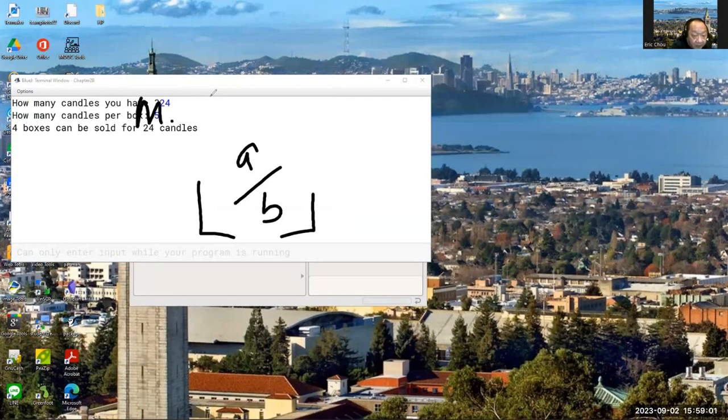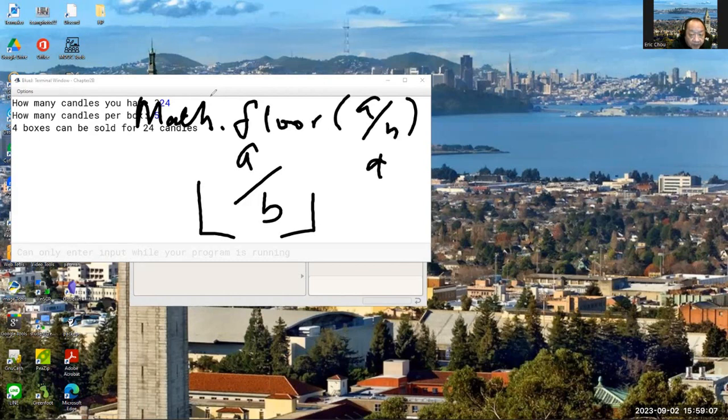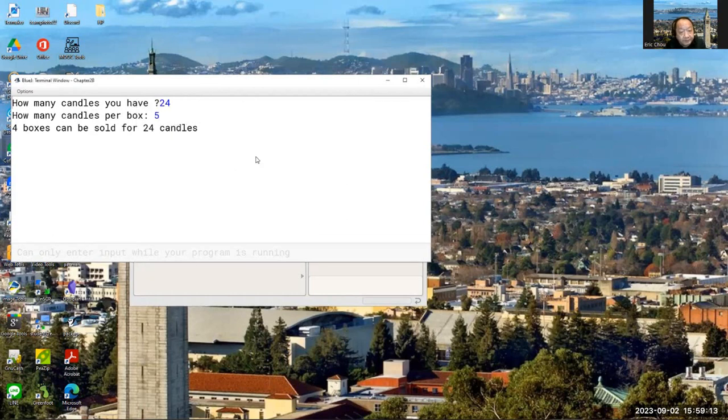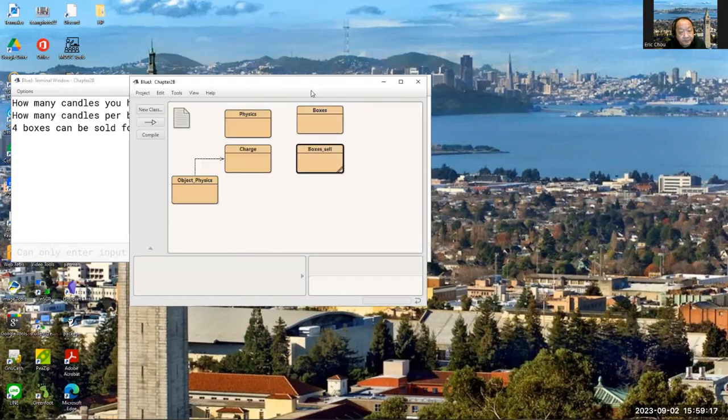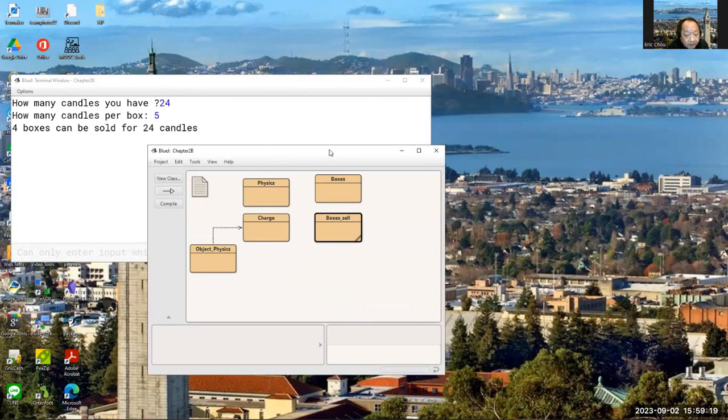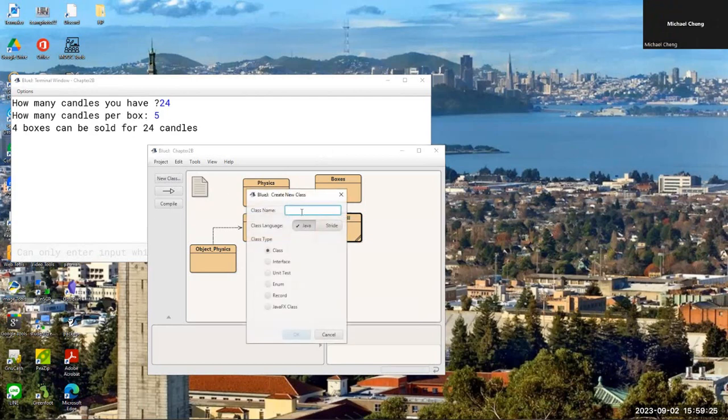Again, there's another function in the Math class. It's called Math.floor, and you put the double value there. It will convert to an integer. Any question? Any question? No, this one is rounding, okay?